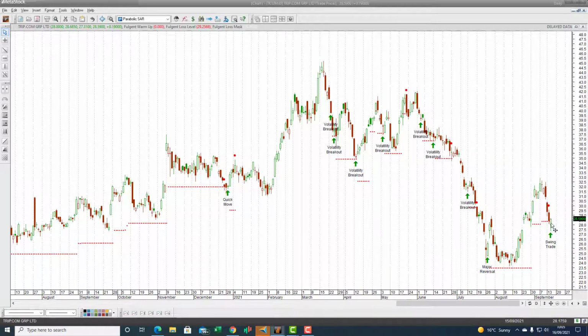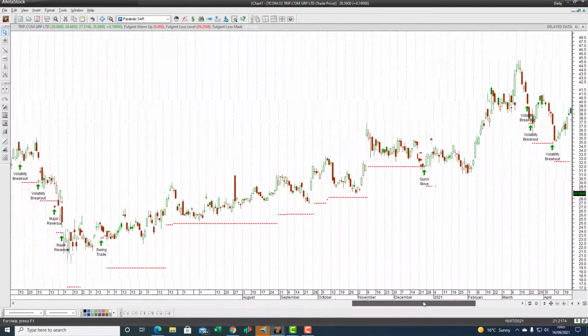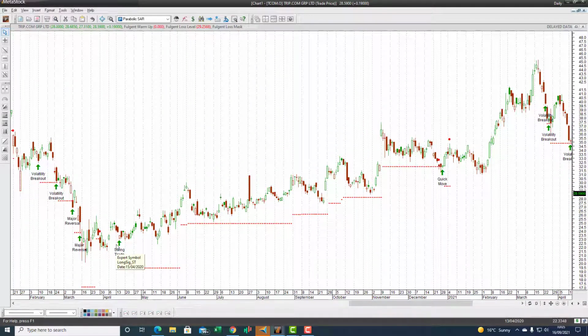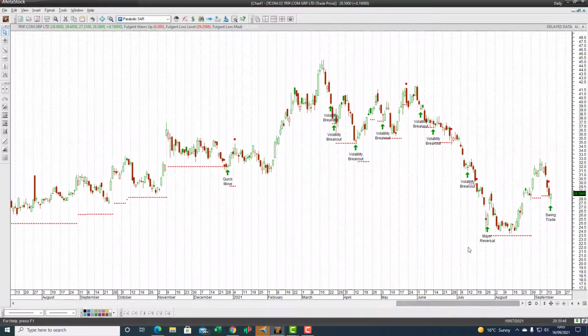We see we've got a swing trade position here. Look at the major market reversal, previously worked out well, captured a nice rally in August on trip.com. And we now have a swing trade alert by the AI, so we'll see how that one pans out. You can see previously the AI has generated some fantastic trades. This swing trade from last April lasted many months. Quick move there captured most of that move. So you can see the AI is quite successful in identifying key trades.